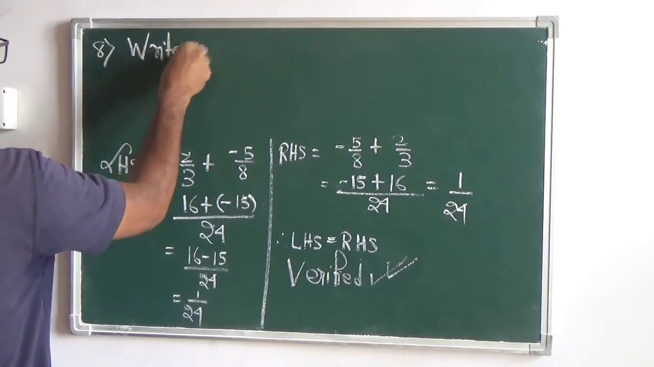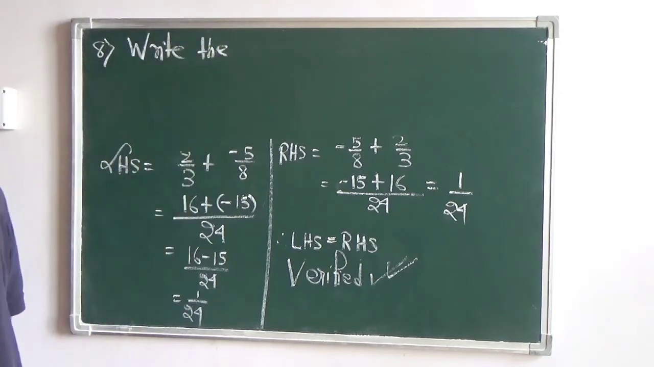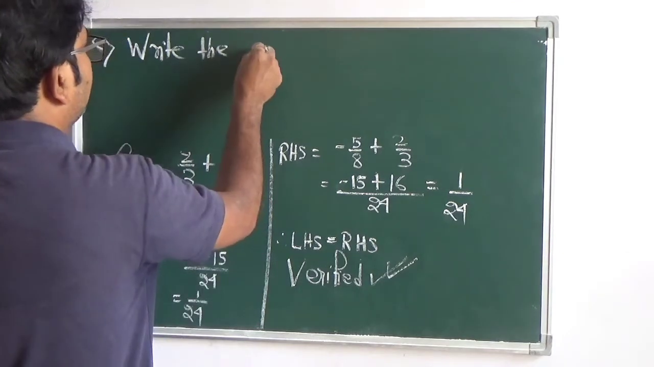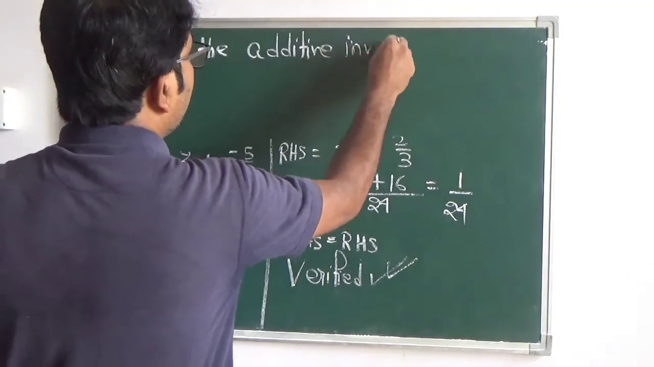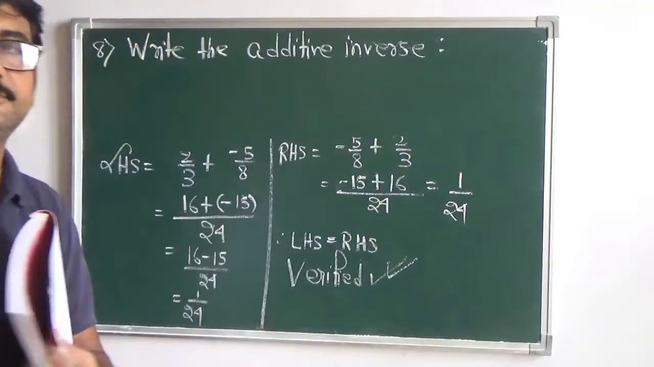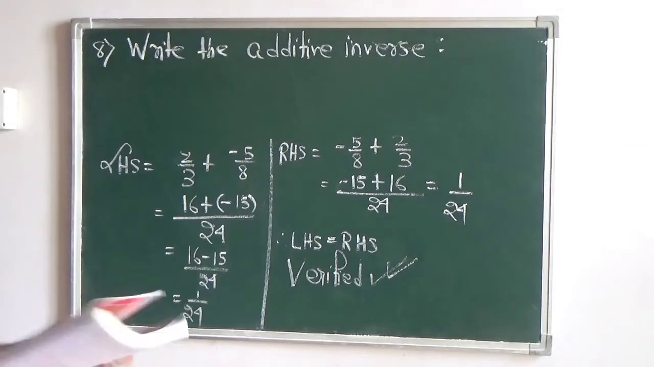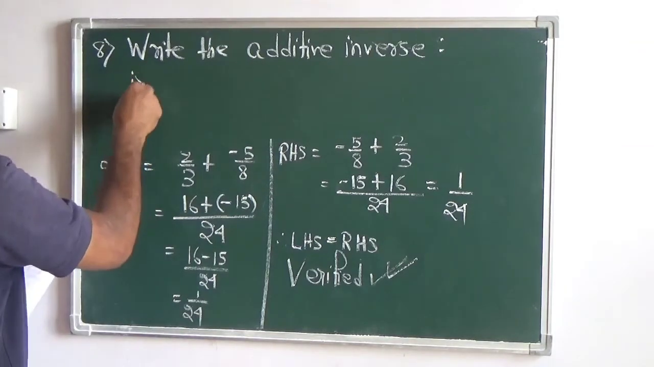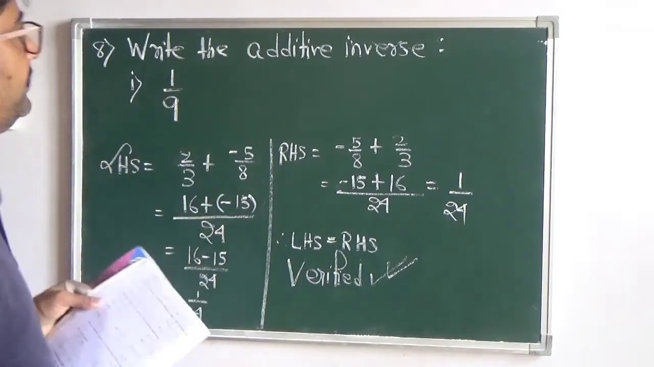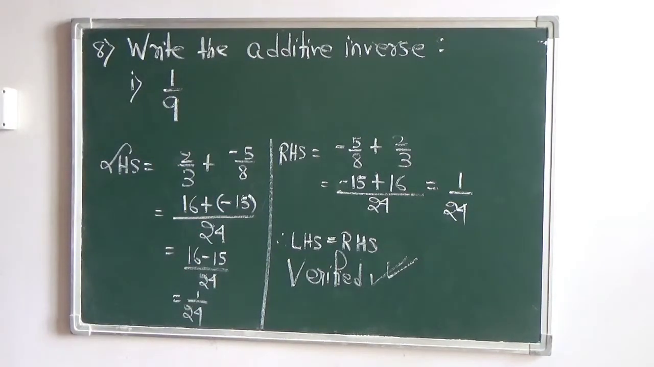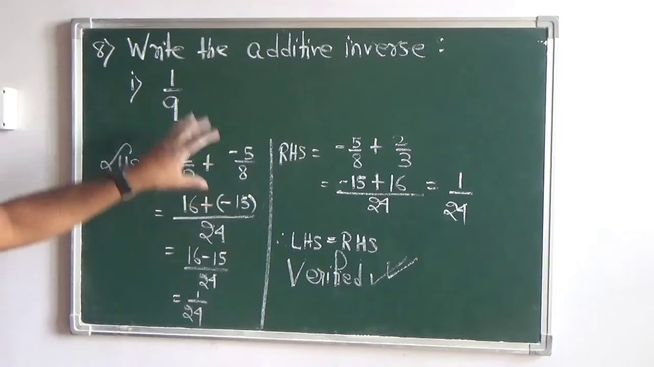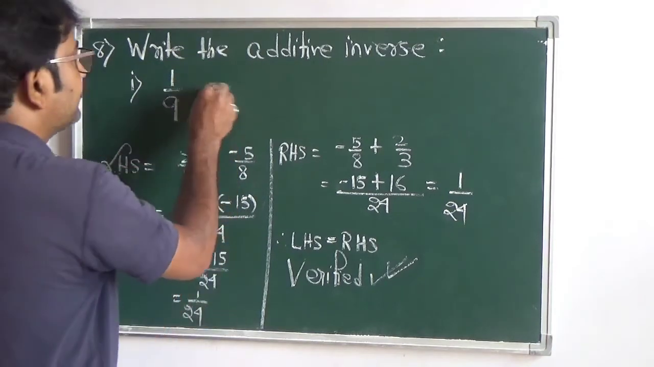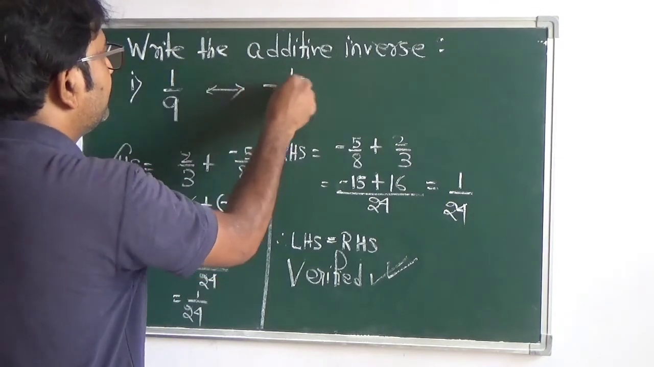Write the additive inverse. What is the meaning of additive inverse? So what will be the additive inverse of 1 by 9? Simply, in order to find the additive inverse, just change the sign of this. So the additive inverse of this is minus 1 by 9.